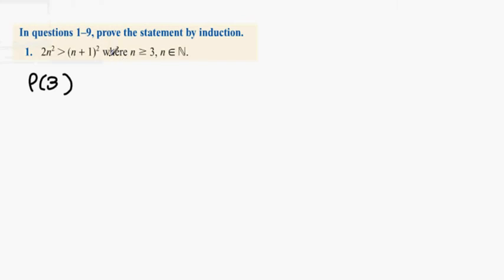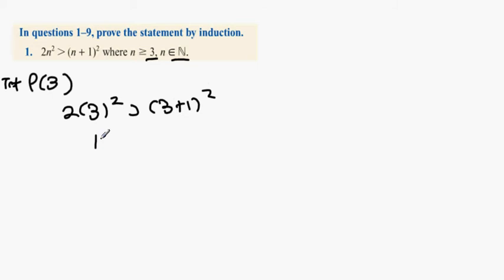Okay, so we're going to prove by induction, following by deduction, that 2n squared is greater than (n plus 1) squared, where n is greater than or equal to 3, and n is a natural number. Start off with P of 3. We're going to test P of 3, and what we're going to get is 2 times 3 squared is greater than (3 plus 1) squared. We're going to have 18 is greater than 16. This is true for P of 3.